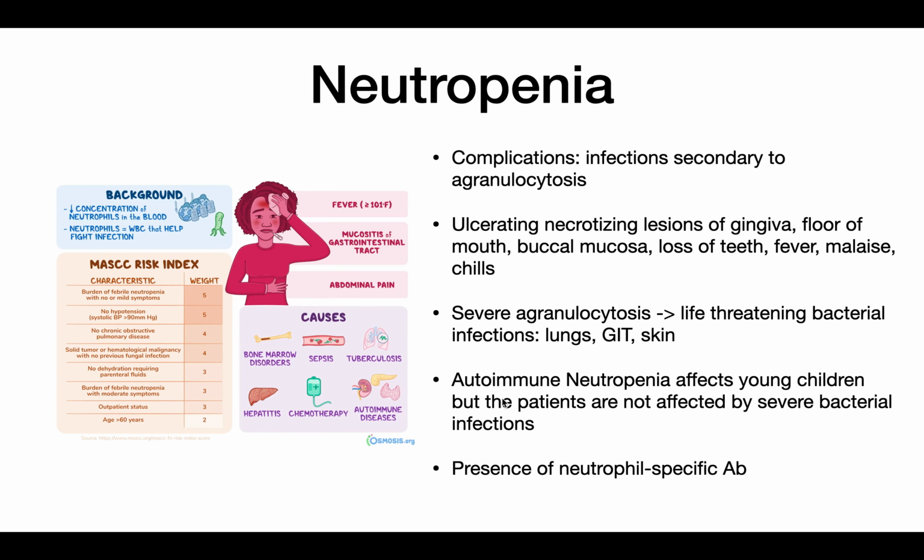Autoimmune neutropenia affects young children. They don't respond well to viral infections, but they are not affected by severe bacterial infection. We characterize it by the presence of a neutrophil-specific antibody.